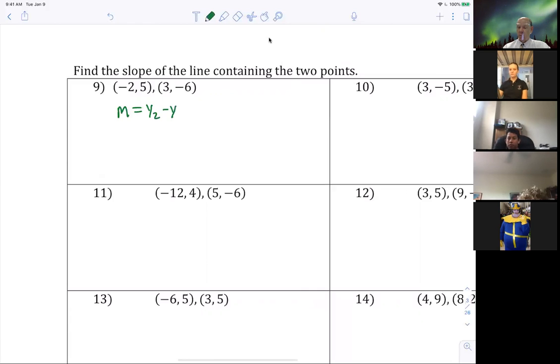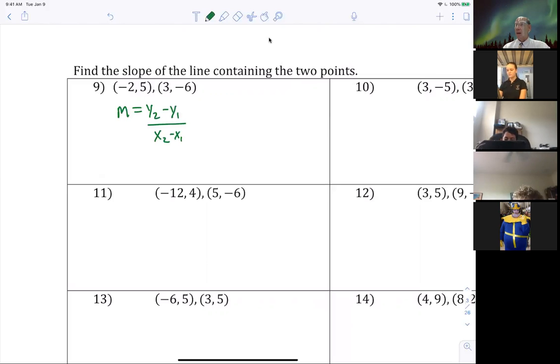y2 minus y1 over x2 minus x1. Now, whether or not you know that formula, if you don't know it, write it down 10 times and you'll remember it. Do I care if you write it down? No. Do I care how much work you show? No. Just don't make any careless mistakes. There's always mistakes made with negatives.